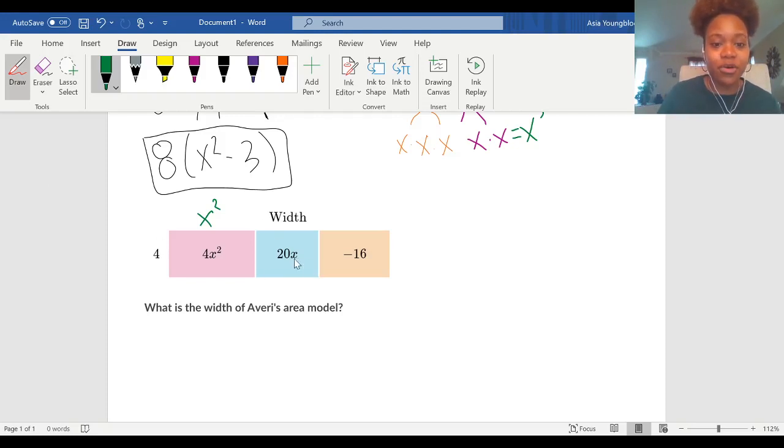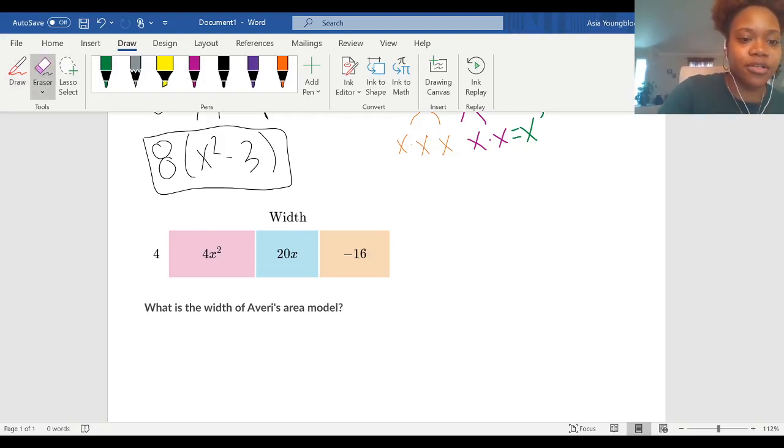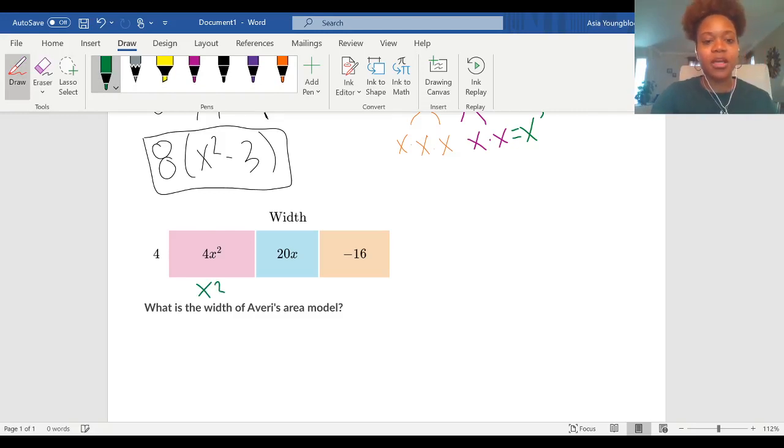If we factor out 4 from the second term, we're going to be left with, actually, I'm going to move them down here so you guys can see them. So it's x squared. This will be 5x. And again, that's because 20 divided by 4 is 5. And this is going to be minus 4. And that's because negative 16 divided by 4 is negative 4. So this is going to be the width of the area model.